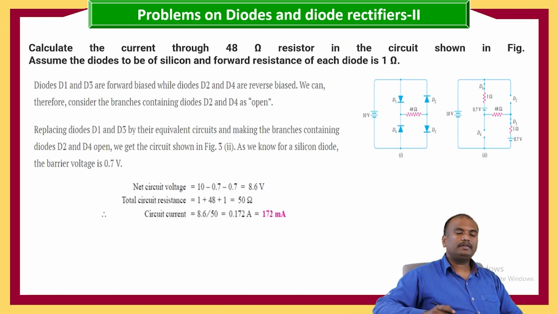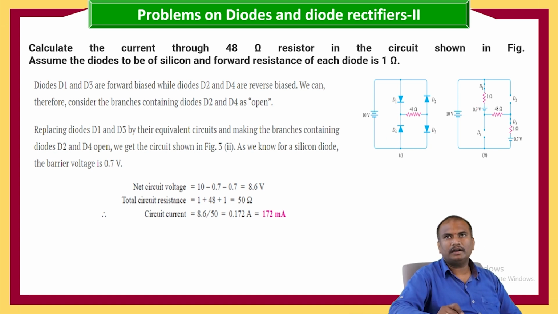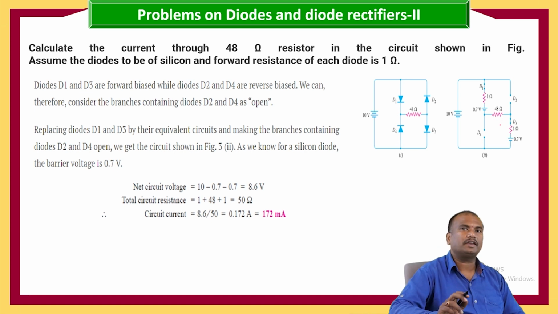Now calculate the current through the 48 ohm resistance in the circuit shown in the figure. Assume the diodes to be silicon and the forward resistance of each diode is 1 ohm. Here, this is the 10 volt source, D1, D2, D3, D4. With the 10 volt source, D1 and D3 are going to conduct. When D1 and D3 conduct, a resistance of 1 ohm and 0.7 volts are connected in series with the circuit.